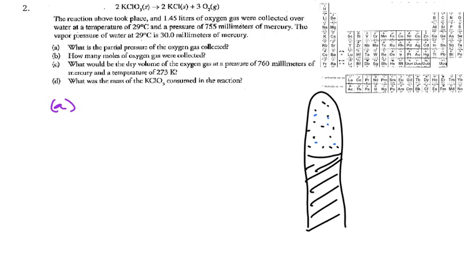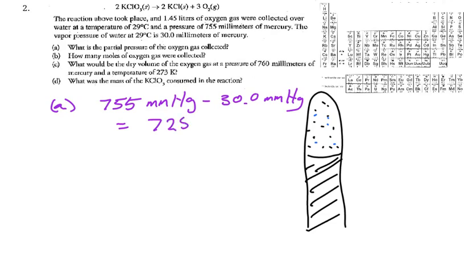All we have to do is go 755 millimeters of mercury minus our 30 millimeters of mercury, and our answer should be 725 millimeters of mercury. Check for sig figs because it's a numerical answer, but remember we're subtracting. This one went to the tenths place, this one went to the ones. Ones is not a specific, so our answer should go to the ones. So that should be the answer for A.